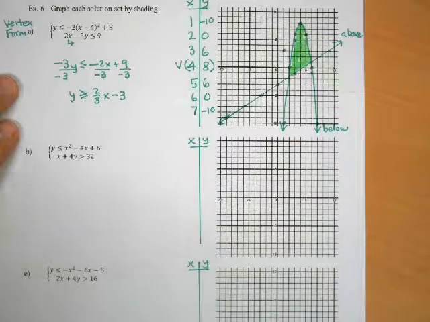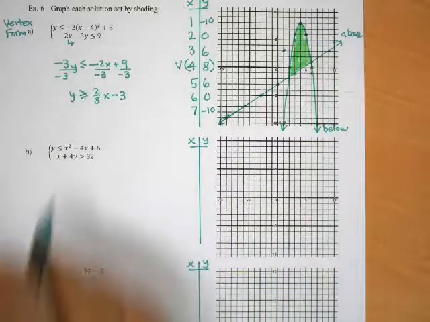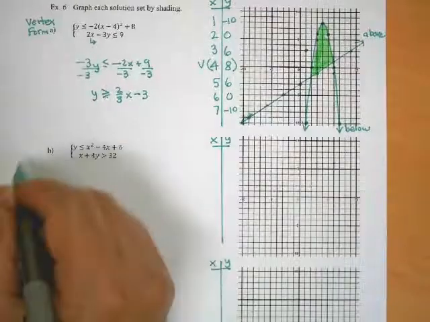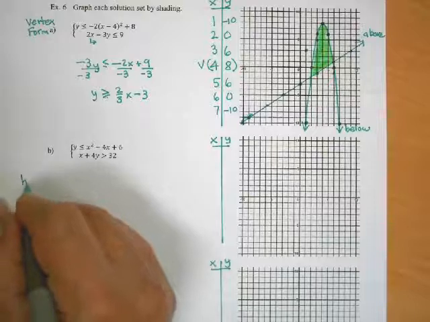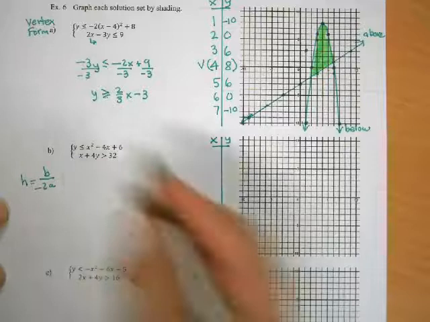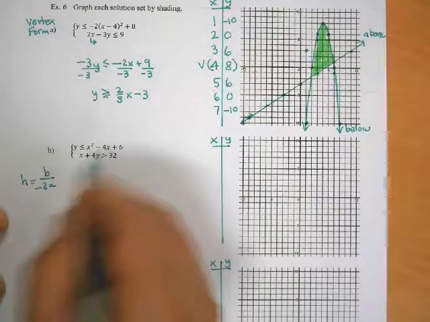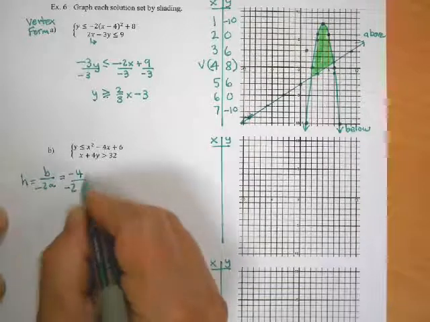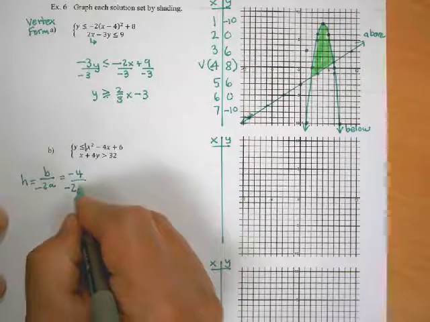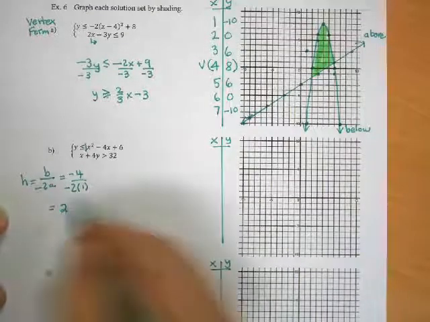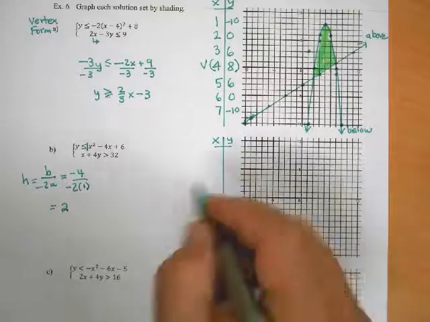Okay, our parabola for this next graph here is in standard form. And when it's in standard form, you have to find the value of h with the little formula I taught you. So we're going to take this b value of -4, and on the bottom you can go -2 times the a value, which is that 1 there. And when you calculate this, you get 2 for the center value. So we'll put 2 right there.